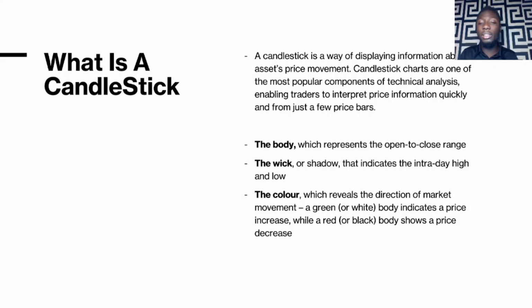So the body represents the open to close range, and the wick or shadow indicates the intraday highs and lows. We have wicks there, more like your normal traditional candlestick. We have the color which reveals the direction of the market movement, either a green or white body indicates a price increase, and a red or black body shows a price decrease.